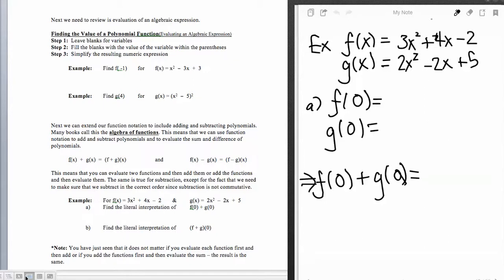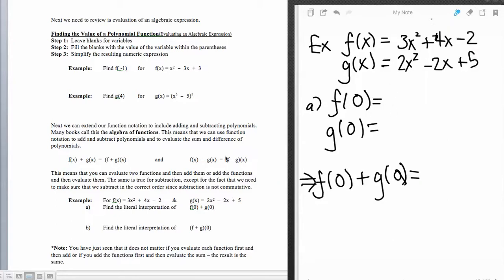All right, this is finding the value of a polynomial function, also known as evaluating an expression, but for algebra functions. So what we're going to do is we're going to see that we can evaluate first and then add, or we can add and then evaluate. And that's the long and the short of what we're doing in this section.